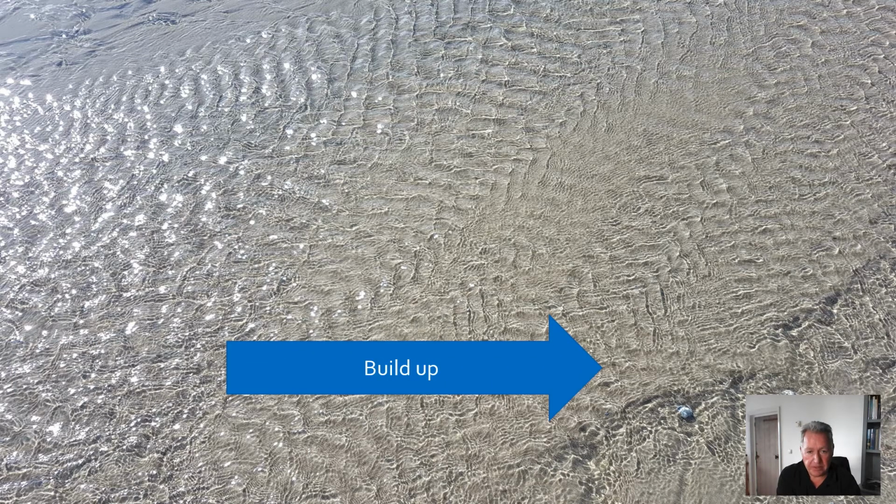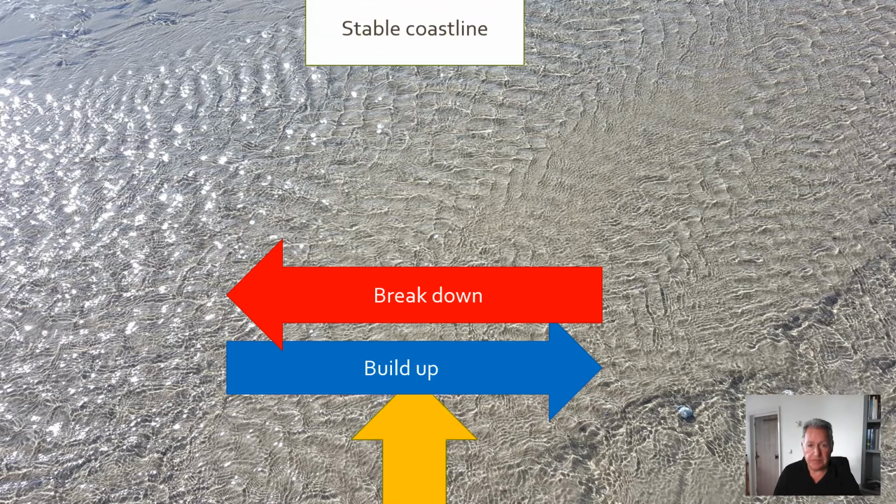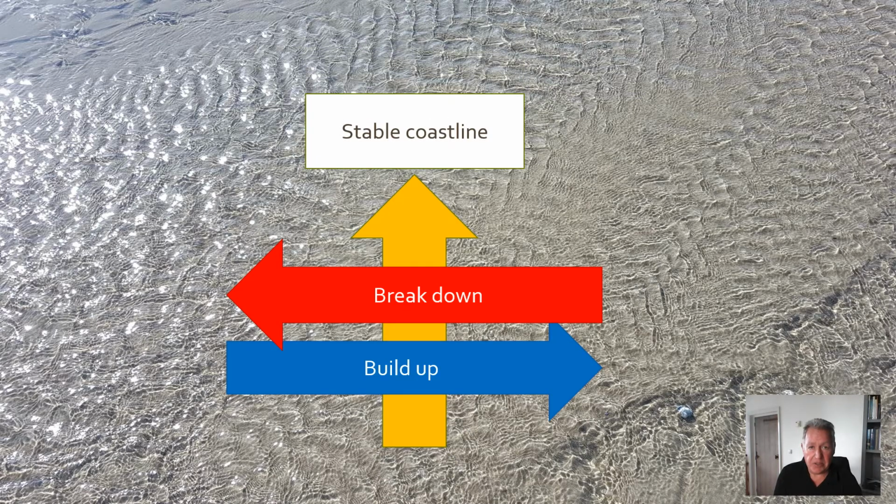What we have learned is that both wind and sea deliver sand to the beach and also move away sand from the beach. There are 2 powers, the breakdown power and the build-up power. Sometimes the breakdown power is much stronger and sometimes the build-up power is stronger. These powers are interacting with each other. And the result is a stable coastline.